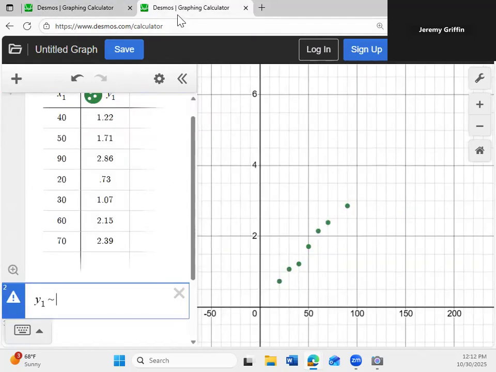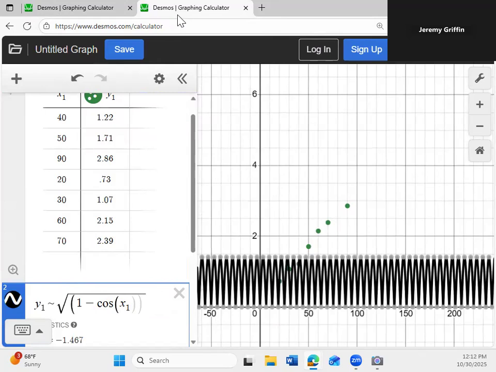So I'm going to do SQRT, which gives me square root. And then I got 1 minus the cosine of the angle. Now my angle is basically x, right? Now if I type in x, and then subscript 1, it creates a graph that doesn't make any sense. Guys, that doesn't look like it fits that data at all.